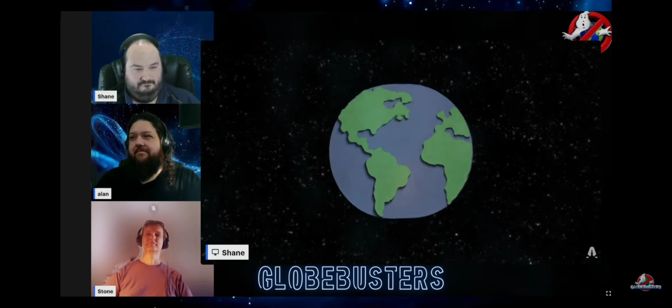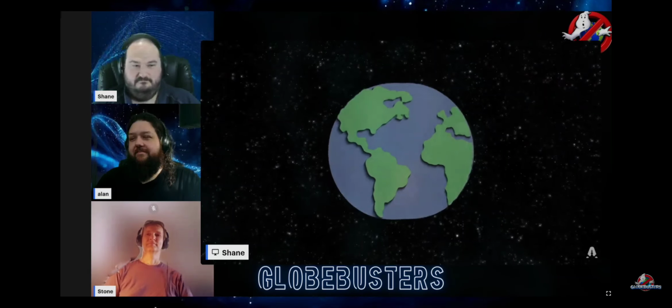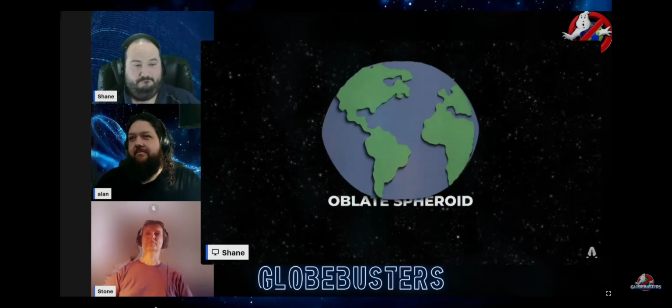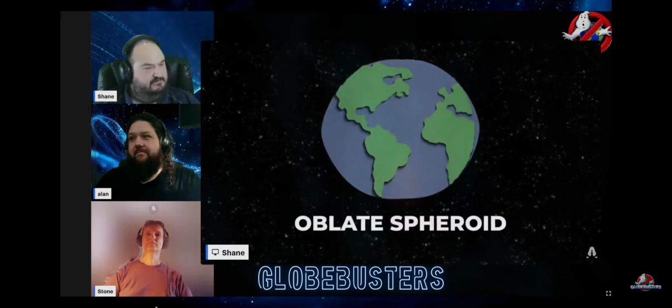Since we're squashed pole to pole, that makes us oblate. We're not a perfect sphere. It's a spheroid, an oblate spheroid. And we're slightly wider below the equator, so we're a pear-shaped oblate spheroid. Gotcha. Okay. Pear-shaped.